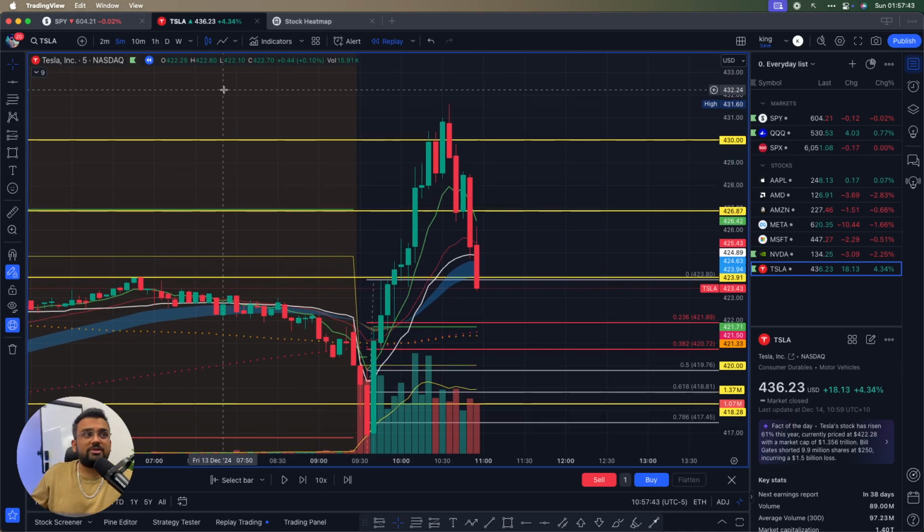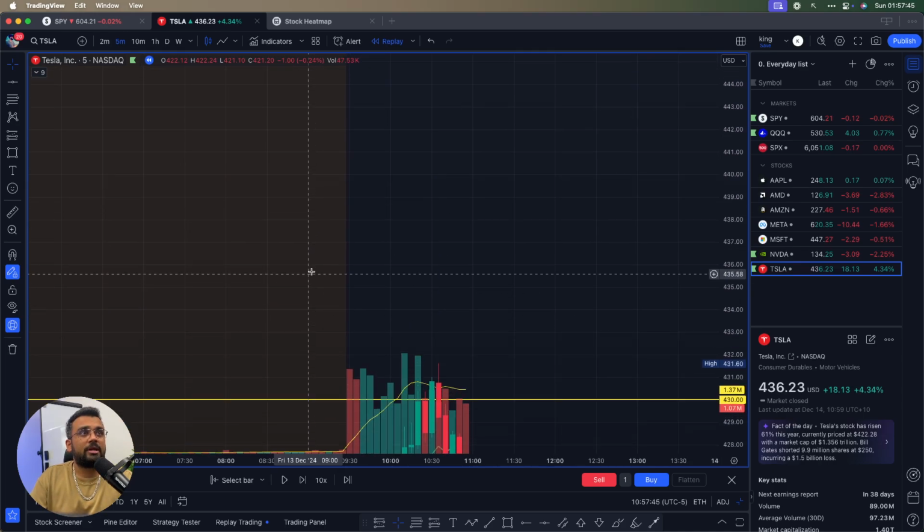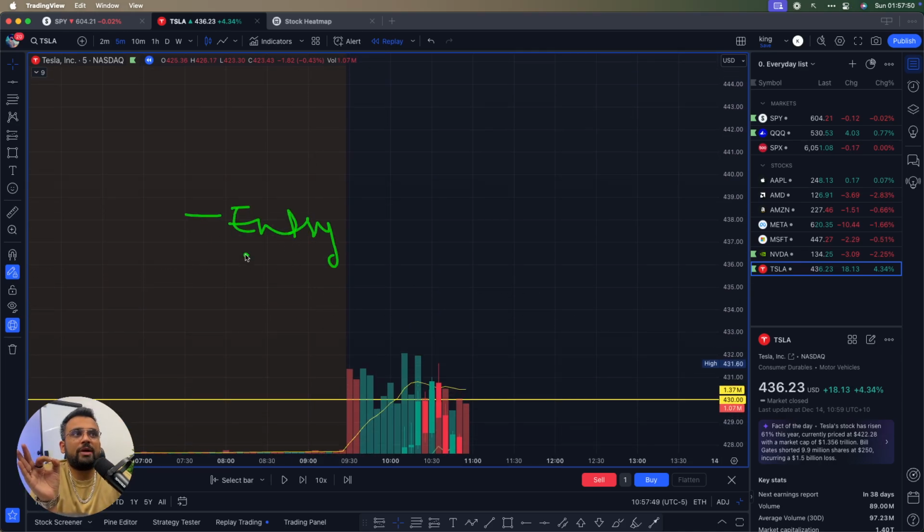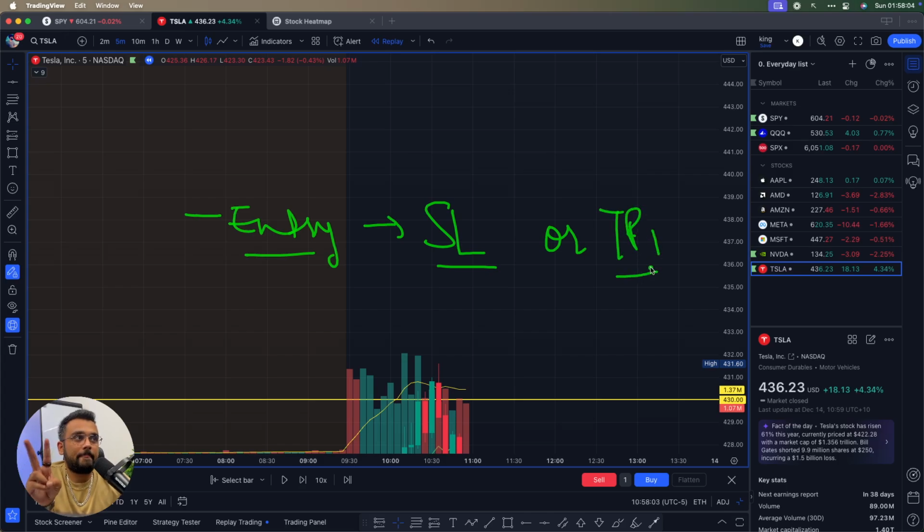Everything's good, because here's the thing. There's another concept that I want to break down. Once you're in a trade, this is your entry, and you feel un-okay about the trade, there's only 2 things that you're allowed to do. Either you get out at stop loss, or you get out at TP1. What's TP1? Take profit 1. Take profit 1 is the first yellow line. You're not allowed to do anything in the middle.